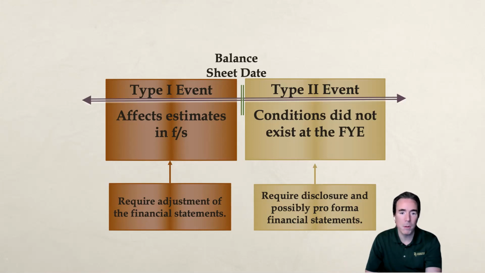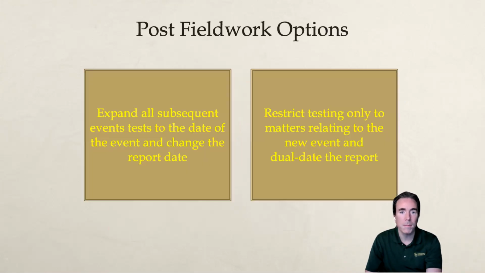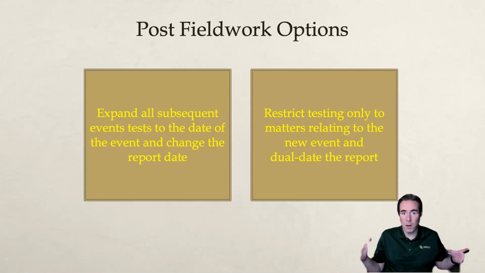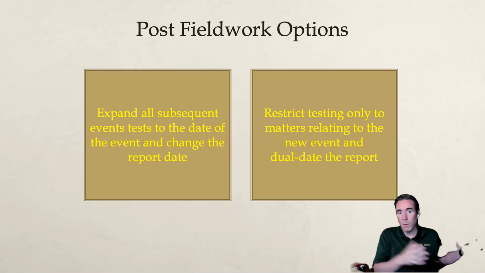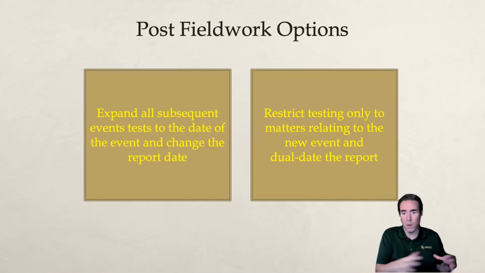On good things, they're much more flexible about early recognition. So after we've done all our field work, what happens if we discover more? Well, we have two options. If after we've done our field work, we learn of something, one, we can go back and expand all our field work so that everything is up to date, because we can't just be so narrow in our focus. The other option is to be narrow in our focus and do what's called dual dating.